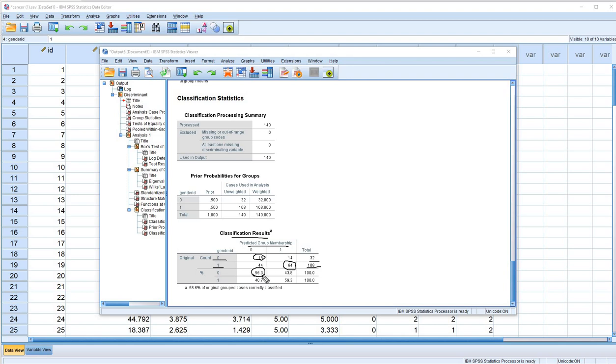So if we want to talk about the percentage in terms of the accuracy rate, you can see that we have 56.3% accuracy when it comes to predicting individuals identified as male, and we have 59.3% accuracy when it comes to predicting identification as female based on our model.